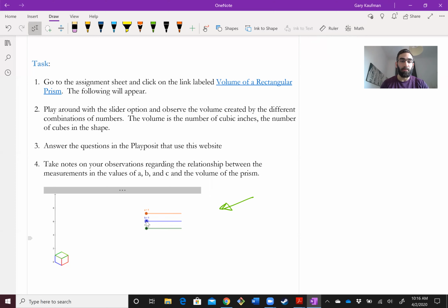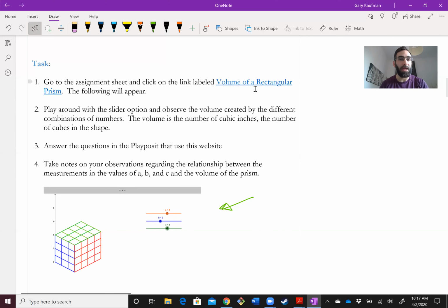Well, I can move around as much as I want, and it starts to create these different options. And that's what I want you to play around with. I want you to take notes on your observations regarding the relationship between A, B, and C, and the volume of the prism. So how does A impact the volume? How does B impact the volume? And there are going to be some questions in this that you must answer based on your observations.